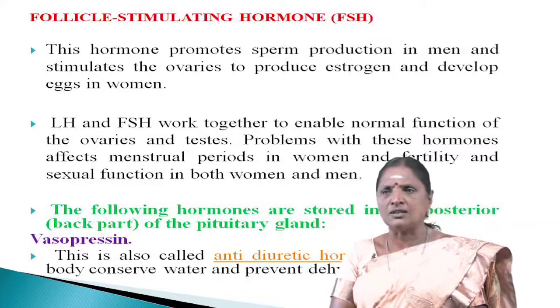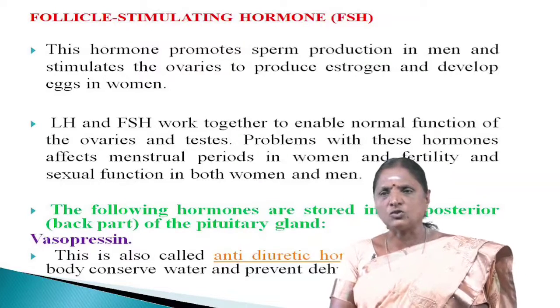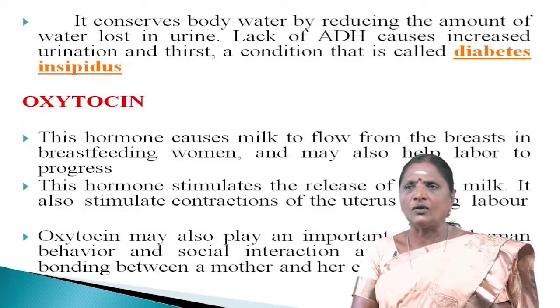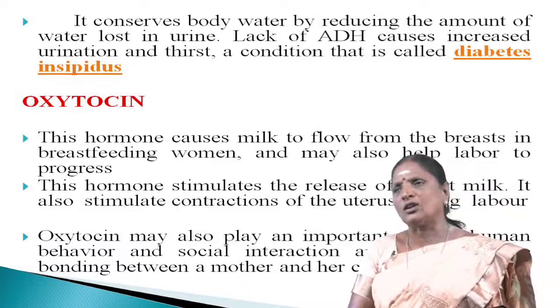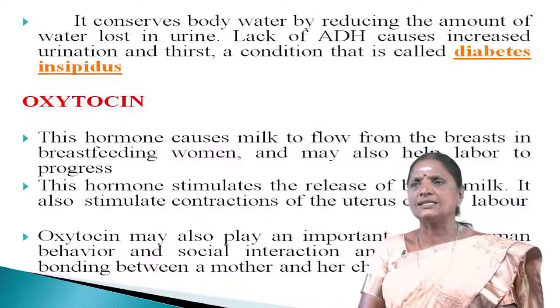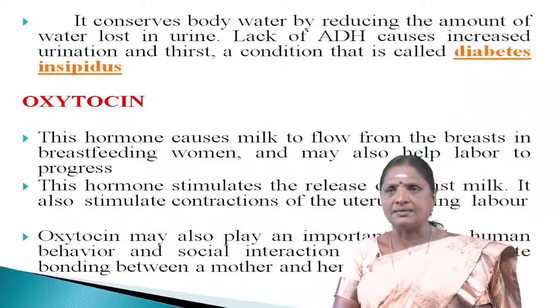The following hormones are stored in the posterior back part of the pituitary gland: vasopressin and oxytocin. Vasopressin is called an antidiuretic hormone. It helps our body to conserve water and prevent dehydration. It conserves body water, reducing the amount of water loss in urine. Lack of ADH causes increased urination and thirst, a condition called diabetes insipidus.